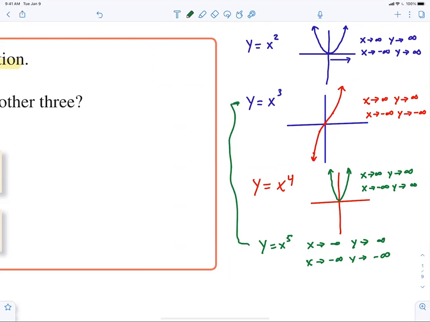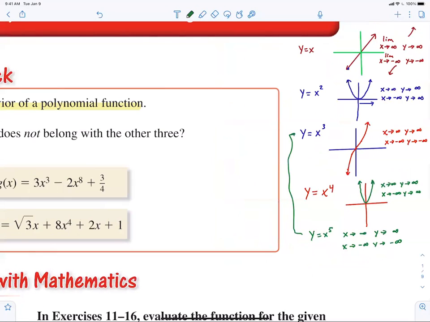X to the 3rd, because if you cube a positive, you get a what? Positive. If you raise something to a positive 5th power, you get a positive. And the same thing with negative. If you cube a negative, you get a negative. If you raise a negative to a 5th power, it's still negative. All right, so again, there's not much to memorize here.